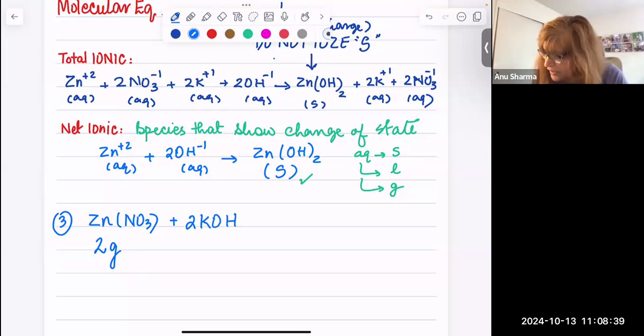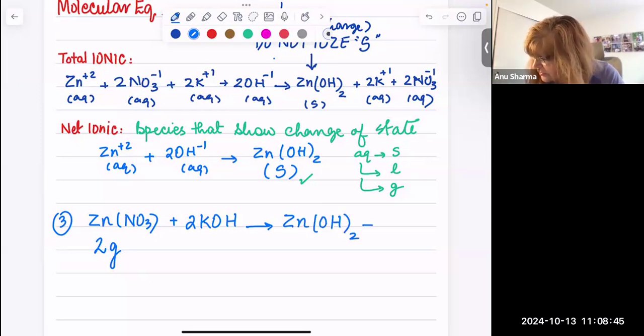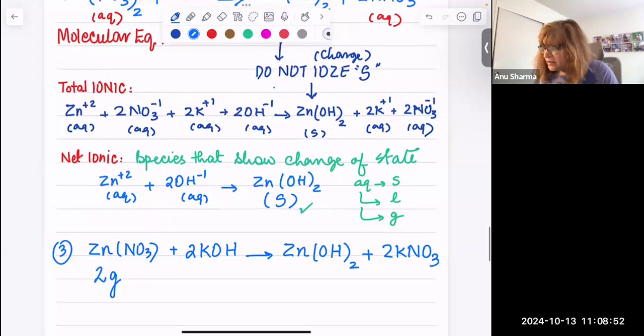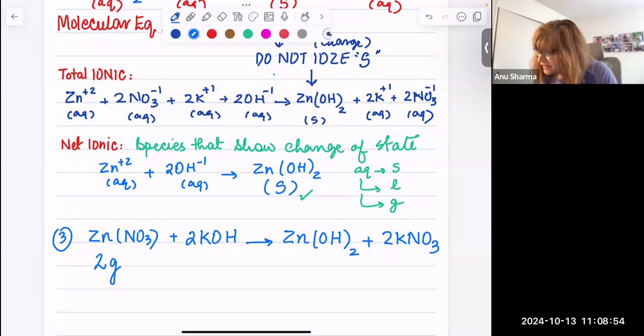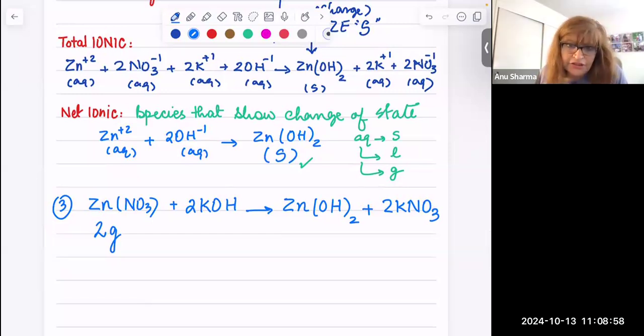So 2 KOH. Write down the whole balanced equation, plus 2 KNO3. Okay, 2 KNO3, zinc hydroxide. This is solid. The question is asking you, after you balance it (always balance first): 2 grams of zinc nitrate are given. How many grams of zinc hydroxide are produced?